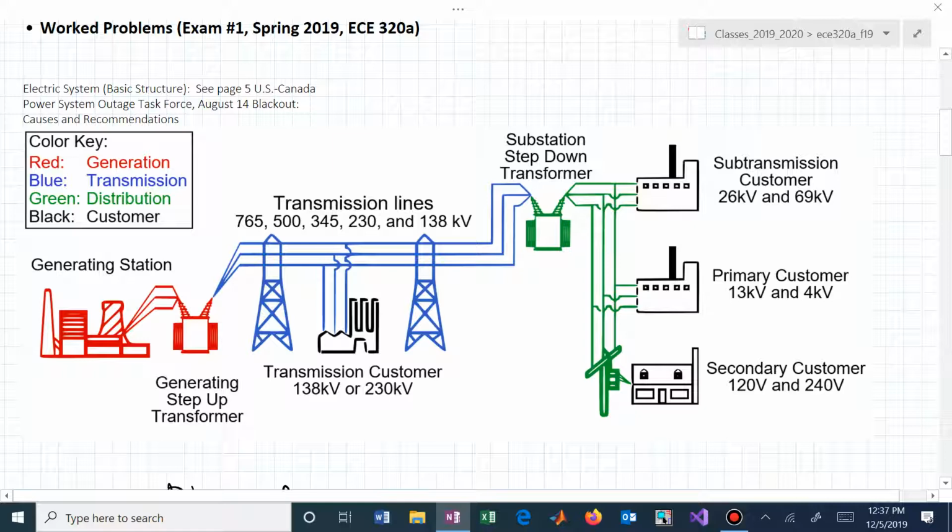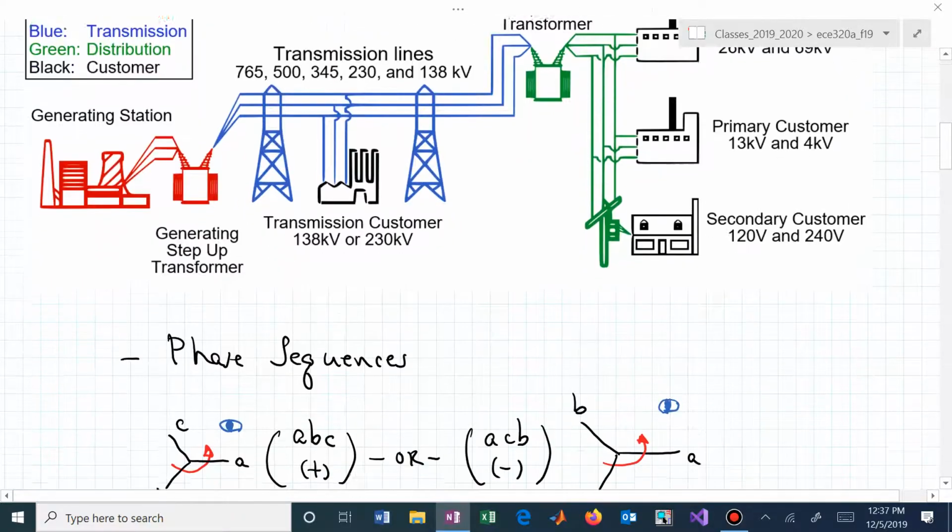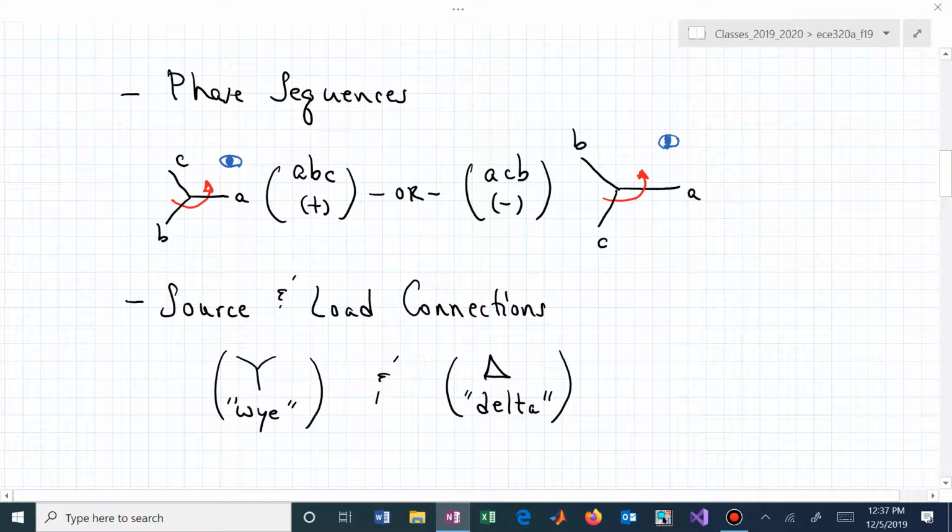On an exam, who knows what the voltage levels will be, but in practice they could be 765,000 volts for a high transmission line, and coming into your house it's going to be the 120 split different ways so that you could actually get 240 if you want. But if you're a higher customer than secondary, you might have a higher voltage that you're dealing with initially at your gate or wherever you are allowing the power to come in.